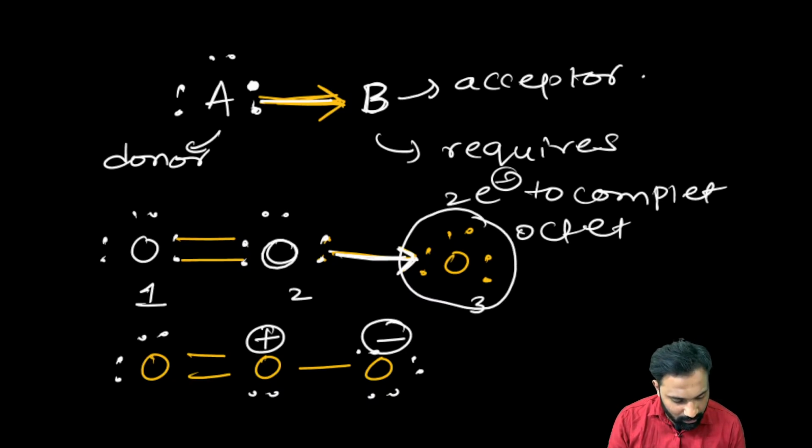But this oxygen number 2's octet has been completed. This oxygen number 3 needs to make its octet, and this oxygen number 2 also should be in the octet.